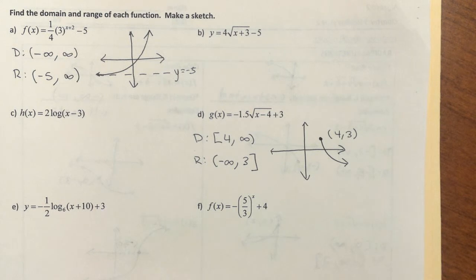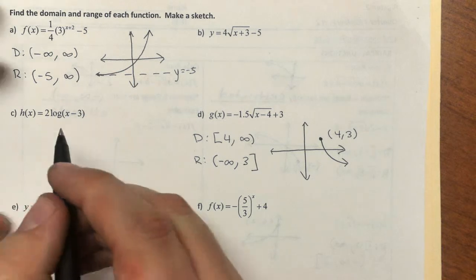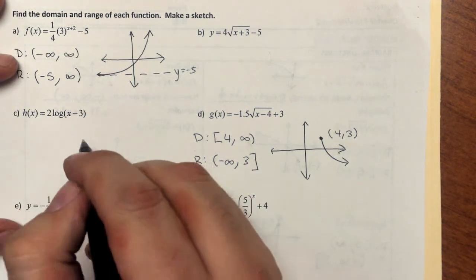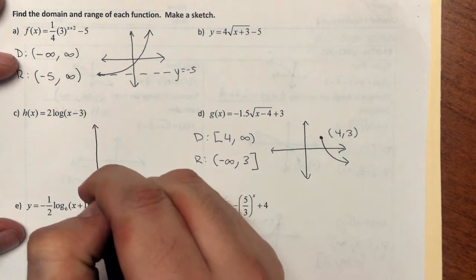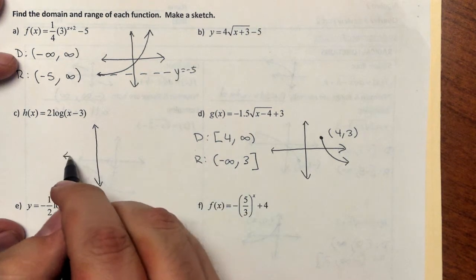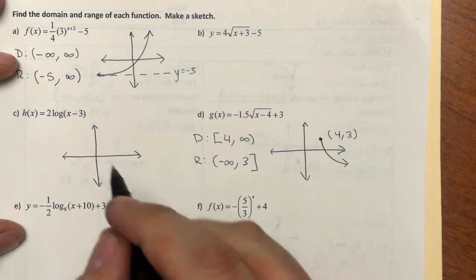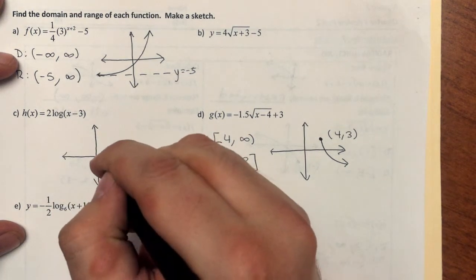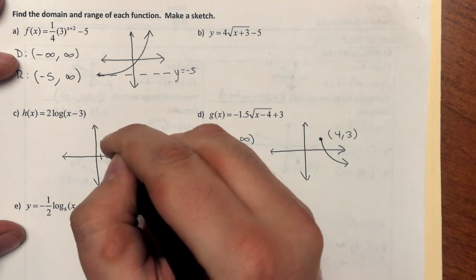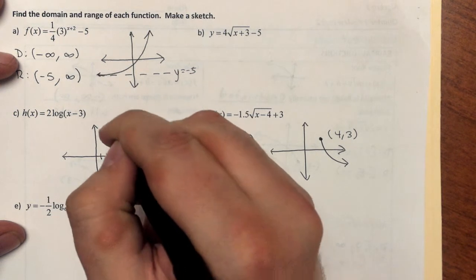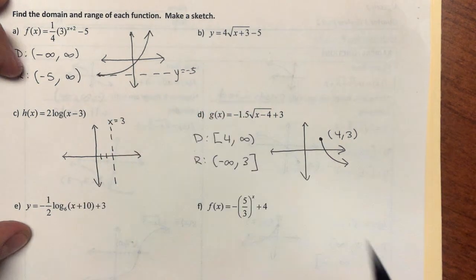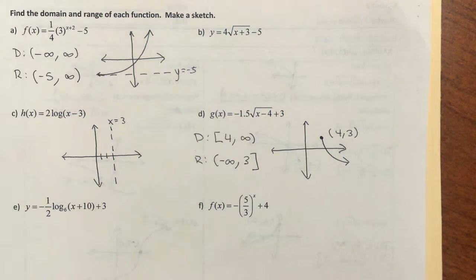How about a logarithm? Let's go ahead and take a look at C. 2 times the common log of x minus 3. Common log, that's base 10. So what am I going to get? Something like this. X minus 3 means 1, 2, 3. X equals 3 is my asymptote. Make sure you make a note of that. If you're ever graphing these, you need to graph the asymptote. If you want to analyze them at all, you have to know the asymptote.